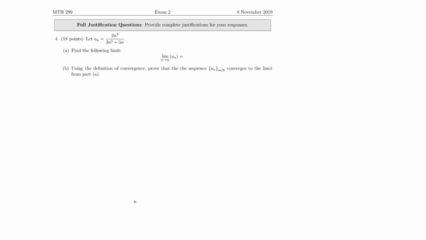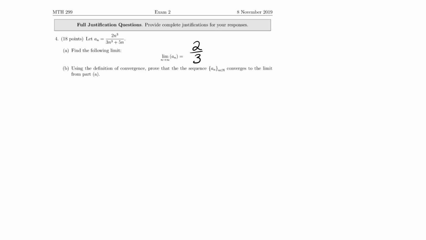So find the following limit. If you remember, you could take the derivative of the top and the bottom, or you could just pay attention to the biggest power. The biggest power for both is n cubed. So we get that our limit is 2/3. Okay, on to the next.